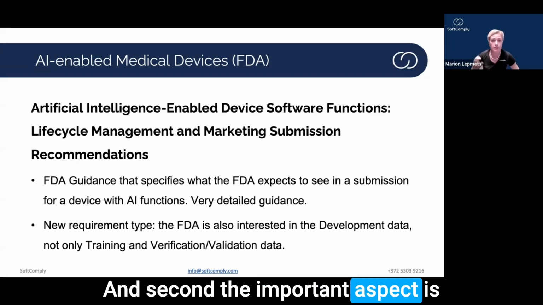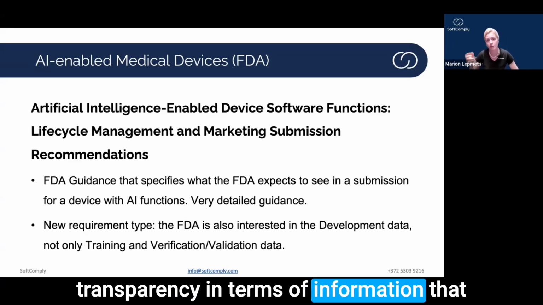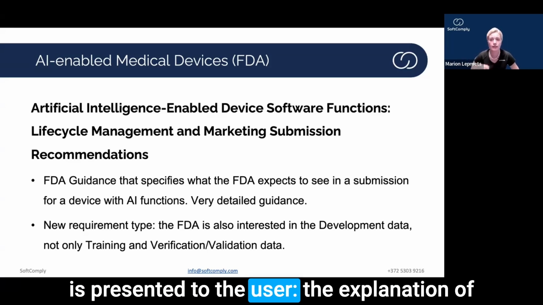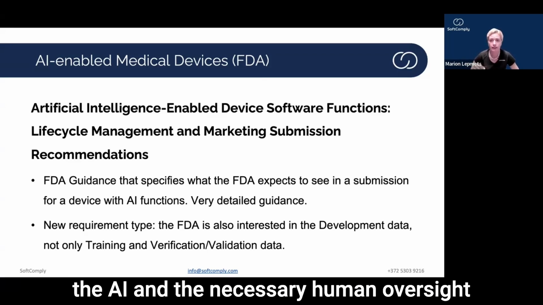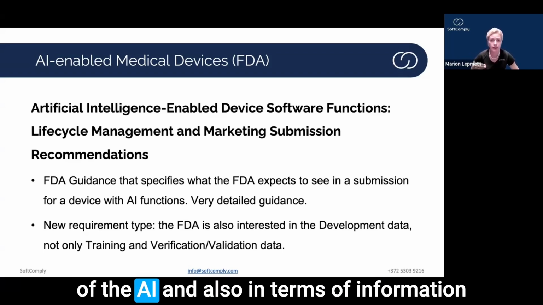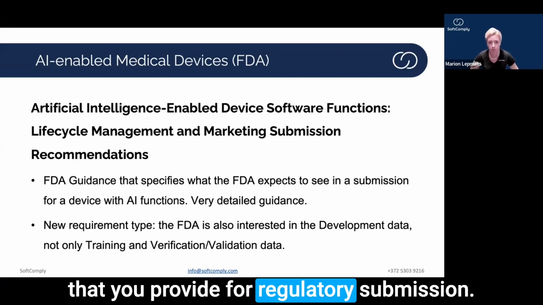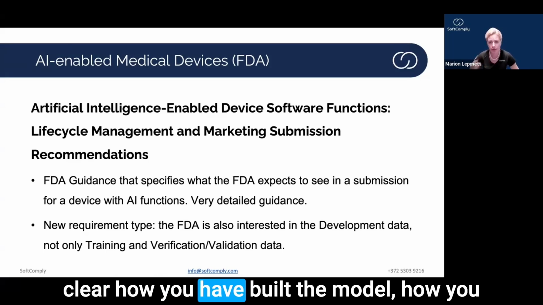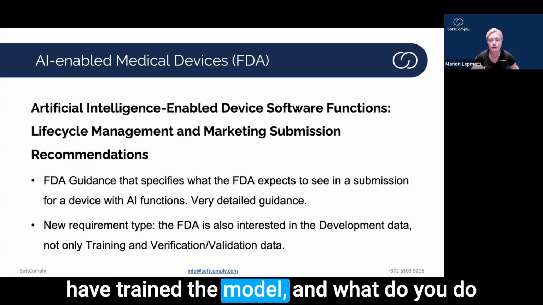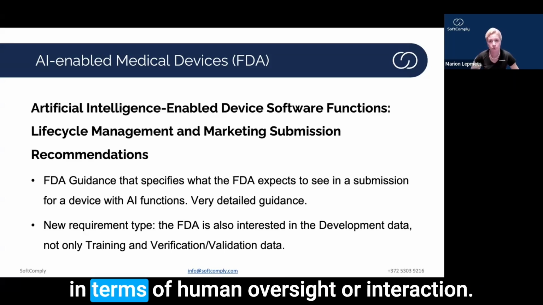And second, the important aspect is transparency in terms of information that is presented to the user, the explanation of how the AI works, particularly the limits of the AI and the necessary human oversight of the AI, and also in terms of information that you provide for regulatory submission. For FDA, it's very important that you are clear how you have built the model, how you have trained the model, and what do you do in terms of human oversight or interaction.